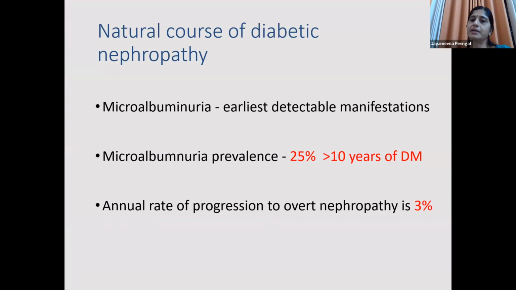Microalbuminuria is the earliest detectable manifestation that we know. Its prevalence is about 25% after 10 years of diabetes, and the annual progression is normally about 3%. But it is not always so.